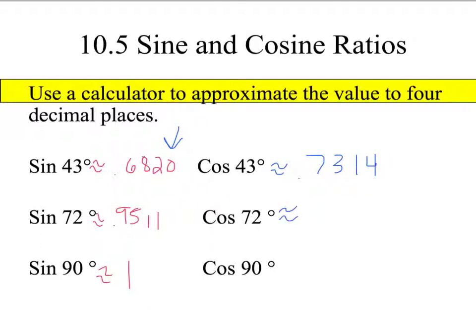Cosine of 72 is about 0.3090. And the cosine of 90, again a special angle, is 0. Cosine of 90 and sine of 90 are two special angles, and they're going to be 0 and 1. All right, so now let's get into the different ratios.